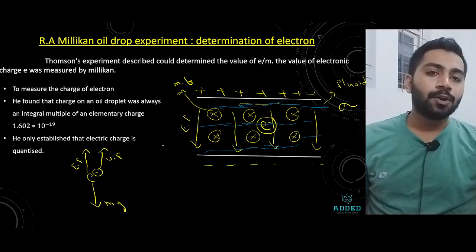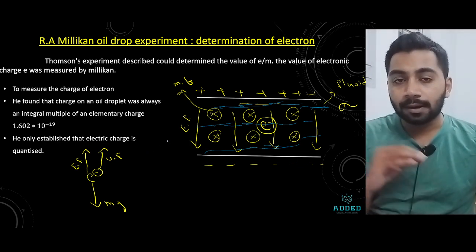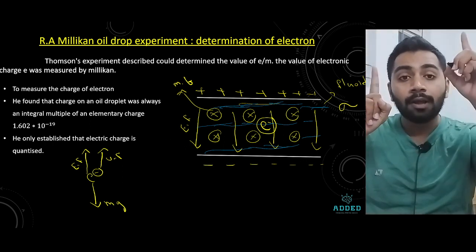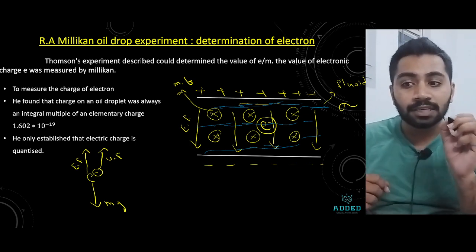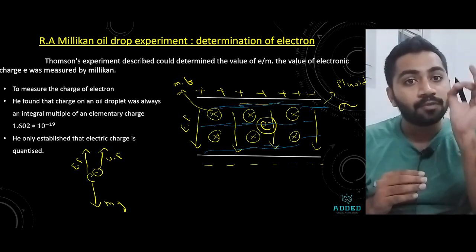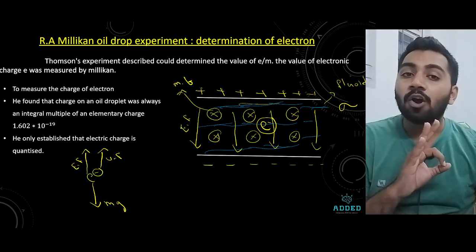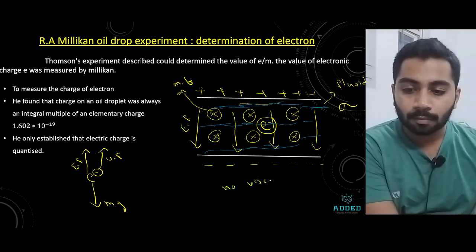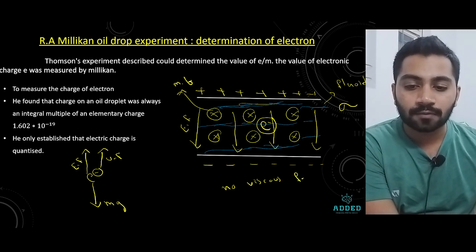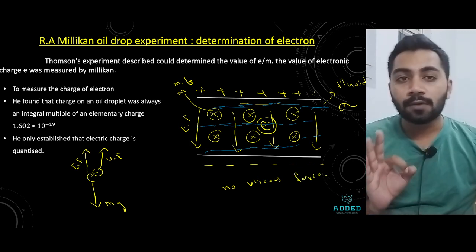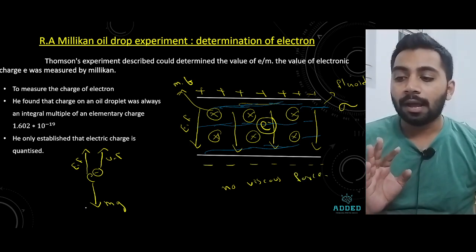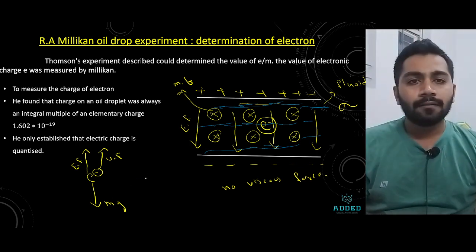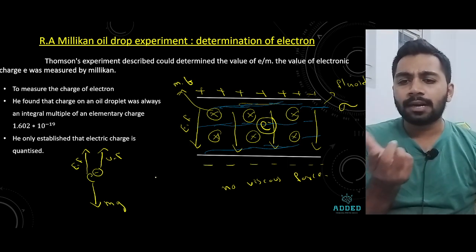See, when you introduce an electron in the oil drop experiment, there are three things: the upward electric force, the upward thrust force, and the downward Mg force. There is no viscous force here, only upward force. Okay, fine. We'll discuss the electric field, but before that, let us see some values.